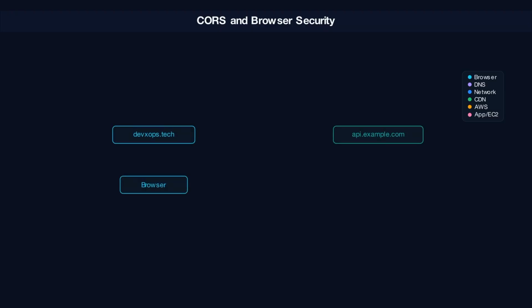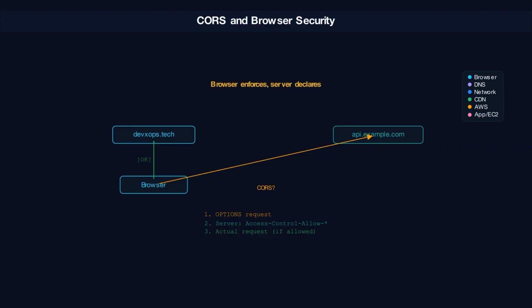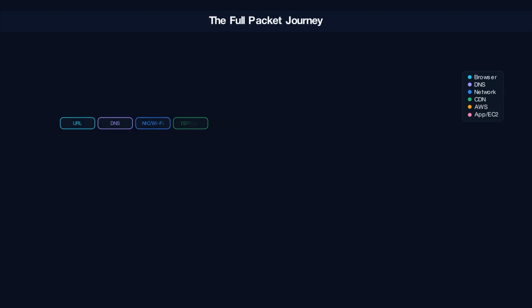When you type a URL and press enter, the browser makes a direct navigation, no restrictions. But when JavaScript on DevXOps.tech tries to fetch data from a different origin, the browser's passport control kicks in. That's CORS, cross-origin resource sharing. For simple requests, the browser sends it and checks the response headers. For anything more complex, the browser sends a preflight request first, an OPTIONS request asking permission before sending the real package. CORS is enforced by the browser, not the server.